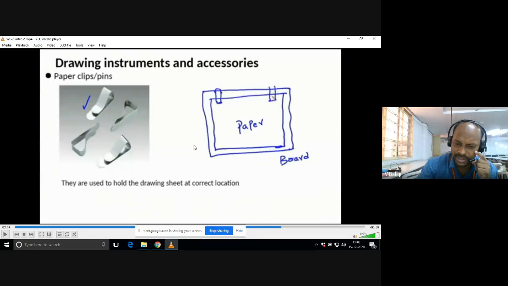Here it is not possible to fix the clip because the drawing sheet is very small compared to the drawing board. So for the fourth corner you can use white tapes, which are available. You can simply fix the drawing sheet onto the table with the help of white tape. It is something like cello tape.